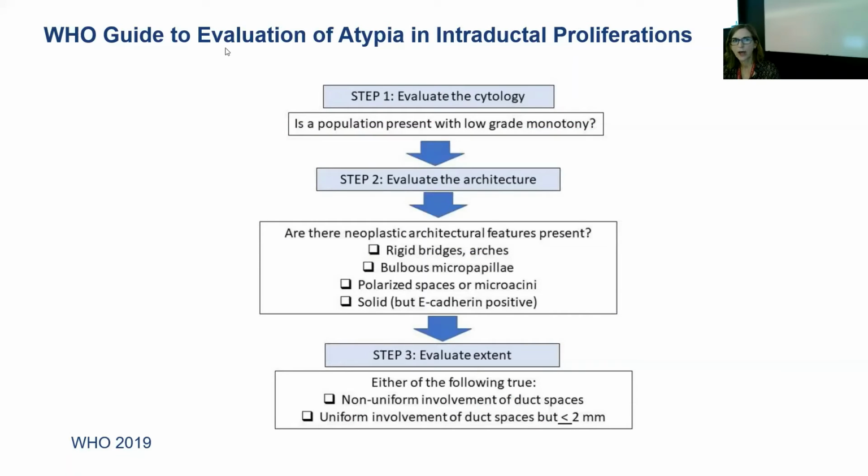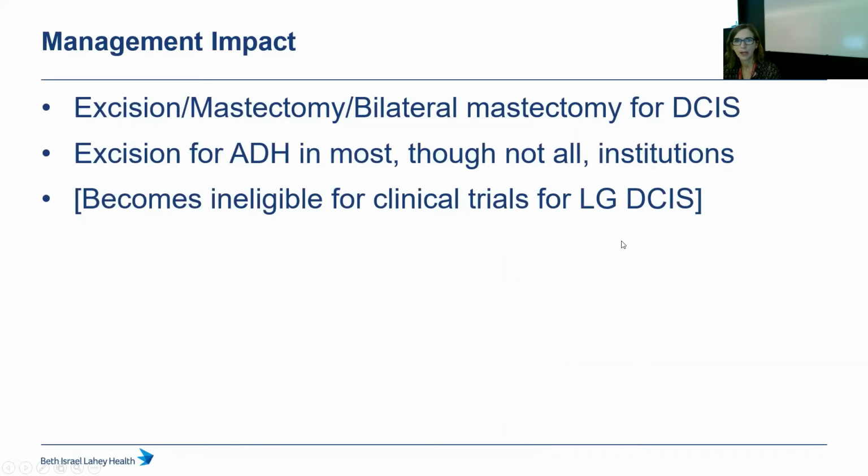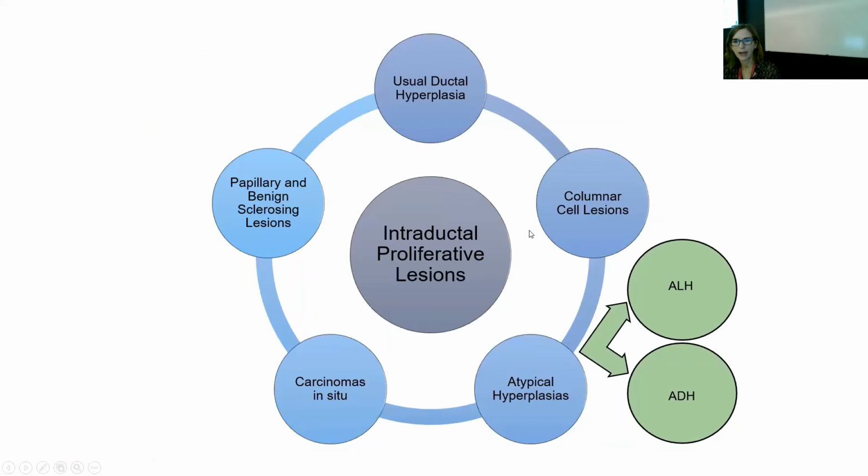So the WHO has this guide to evaluation. They start with cytology. If you've got low-grade monotony, then you go through this algorithm. Then you do the architecture. If you have rigid bridges, arcades, all these features that I've already pointed out, then you evaluate extent. If it's either non-uniform involvement of spaces, or uniform involvement but less than or equal to 2 millimeters, then your diagnosis is atypical ductal hyperplasia. And I already talked about the management impact.